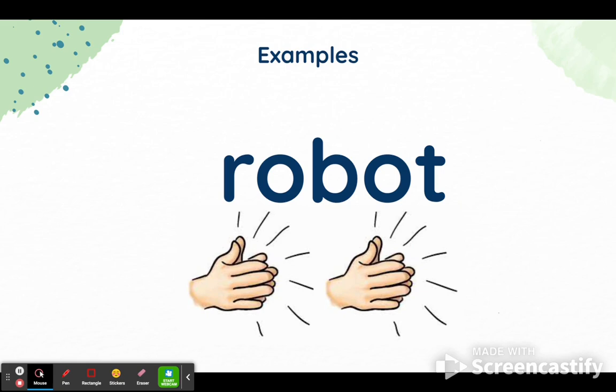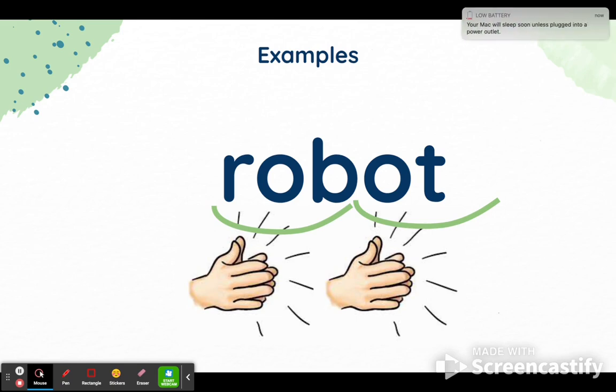Here's an example of how students might need to revise their syllabication strategies in order to decode the word correctly. When the student claps this word, they would hear rob, ought. They should be able to recognize within their comprehension that that word is not correct, and they would need to revise their strategy to re-tap or reclap this word as ro, bot, robot.